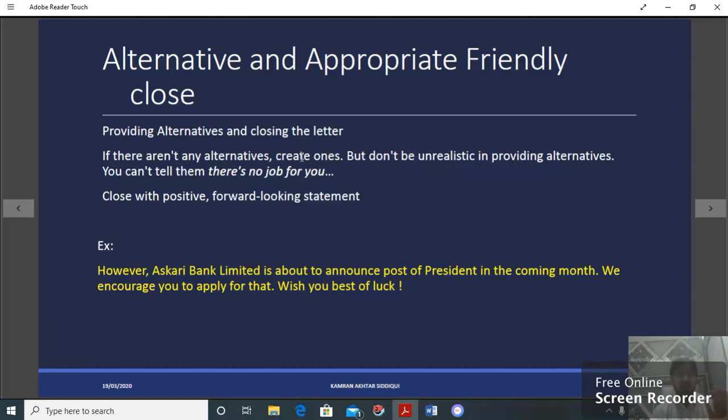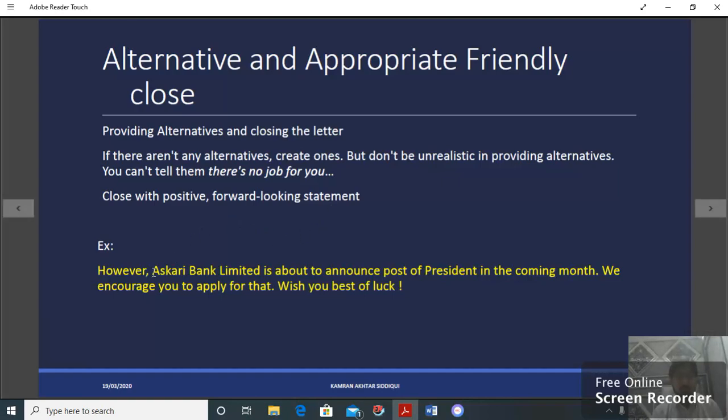So if the question doesn't mention any, you have to give from your own. But don't be unrealistic in providing alternatives. You can't tell them there is no job for you. You have to encourage people to apply in your organization for various posts.